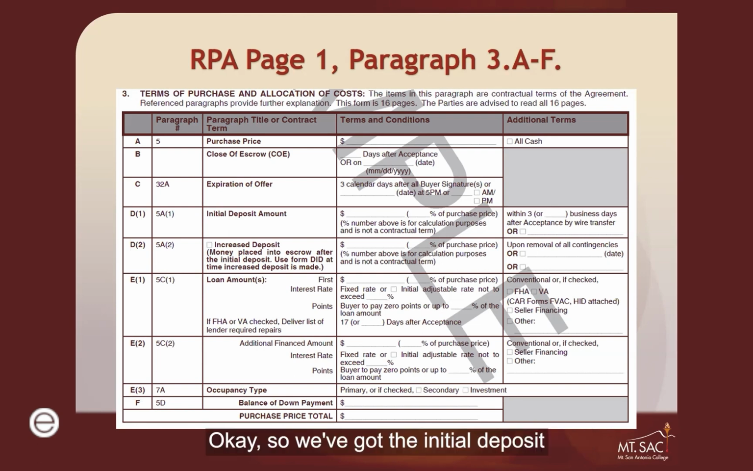All right. Okay, so we've got the initial deposit there in terms and conditions, column 4. And then we go to column 5, the deadline to get the deposit to escrow is 3 business days after acceptance. Or you can check the box and put other terms.